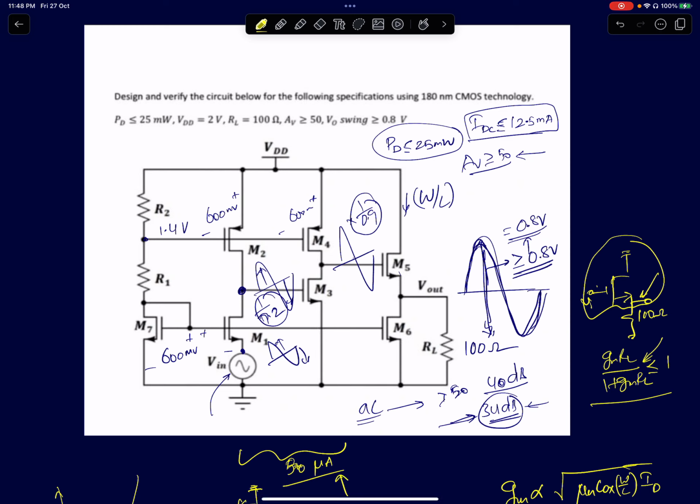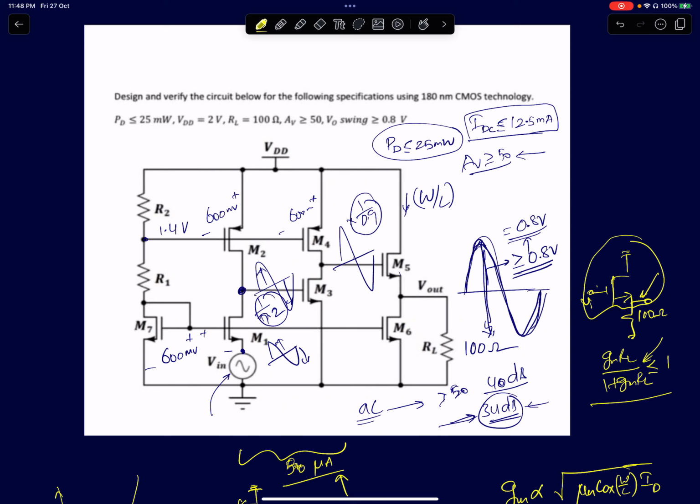But as I said, if you keep increasing your W by L, your devices will go into subthreshold and the gain will reach a limiting value, which can be as high as 40 or 50 in large channel devices. In short channel devices, it can be very low. You can have a gain of as low as 10. Okay, the GM R0 product, the intrinsic gain, will be as low as 10.